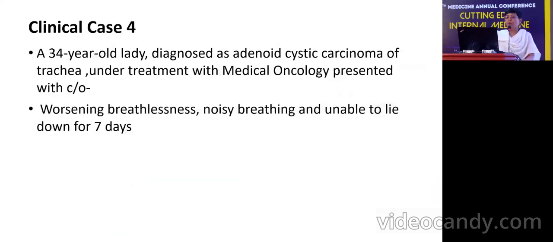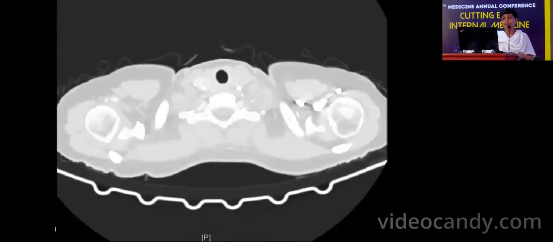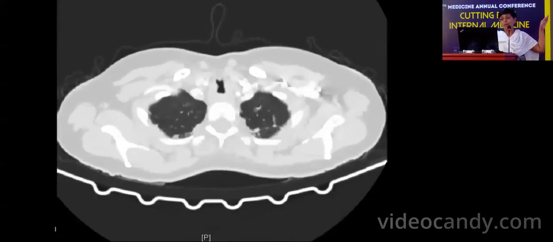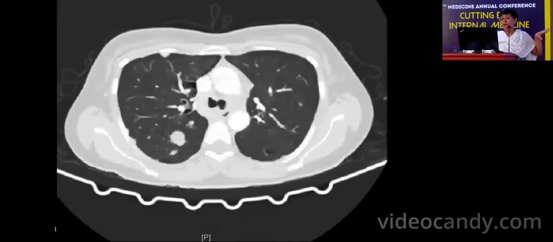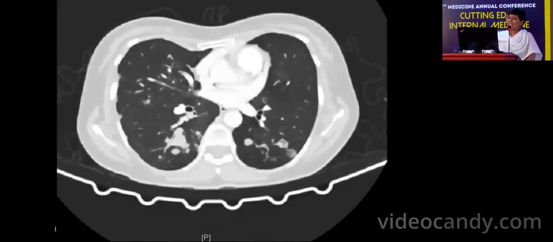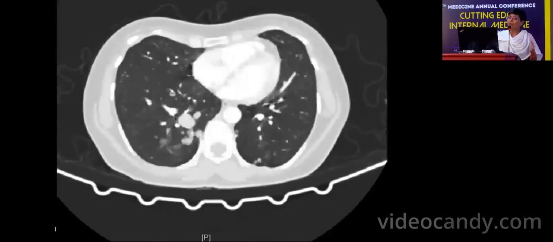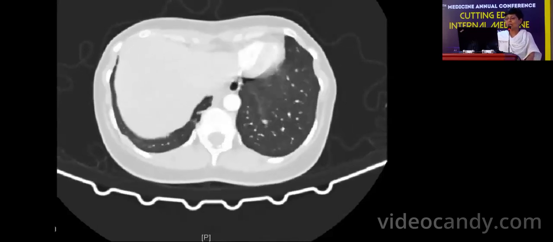A 34-year-old lady diagnosed with adenoid cystic carcinoma of the trachea, under treatment with medical oncology, again presented with worsening breathlessness, noisy breathing, and being unable to lie down for 7 days. This is a CT which is again not very good. Not only is the tracheal lumen narrowed, but there is involvement of the tracheal wall as well. This lady also has metastasis to the parenchyma, but she is surviving on medications since 2021, when she was diagnosed. And this is the time she came to us.